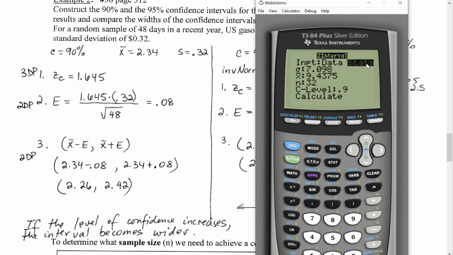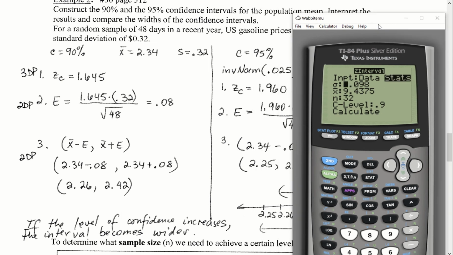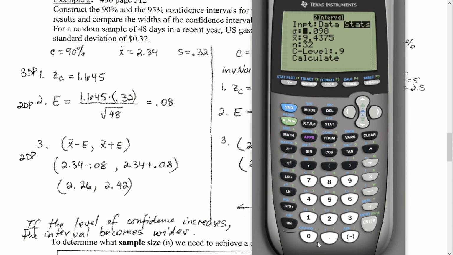When you use this kind of input, they want to just ask you these 4 values. What is the standard deviation? Well, for this example, it was 0.32. The sample mean was told to us. That was $2.34. Our sample size was 48, so that's n. And again, we need to put in the confidence level. For the last example, we did 90% confidence, so that's 0.90.